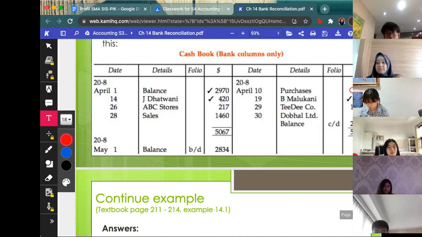But if Fatima deducted her money bigger than supposed to, then the correction must be in the debit side.